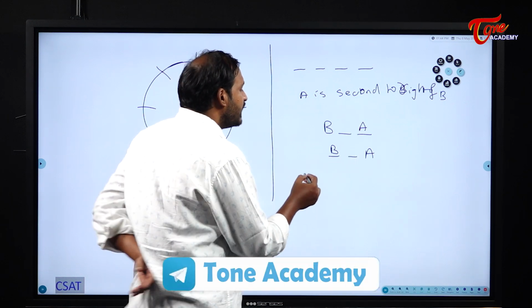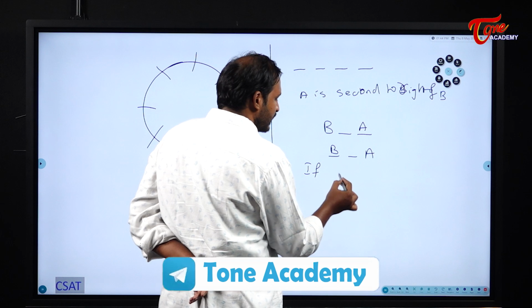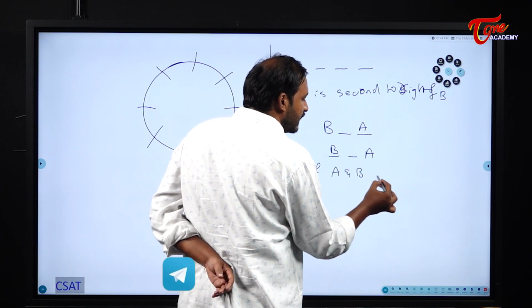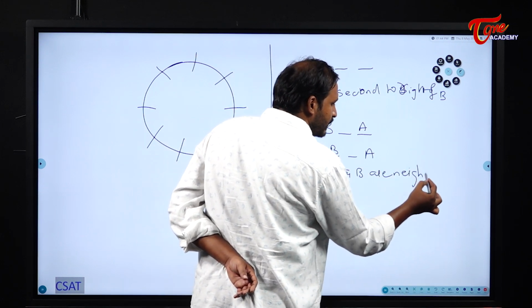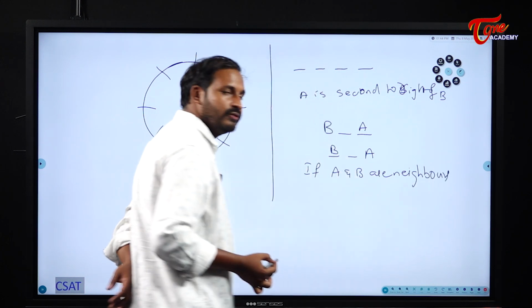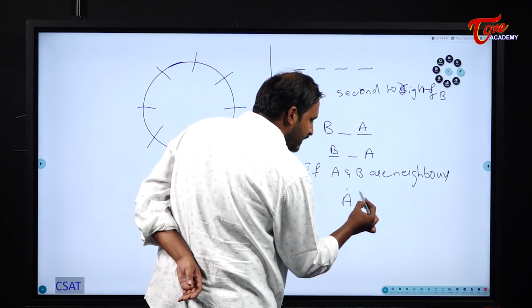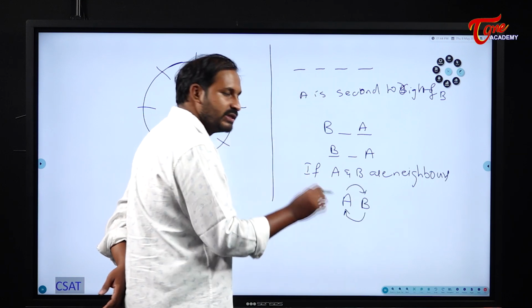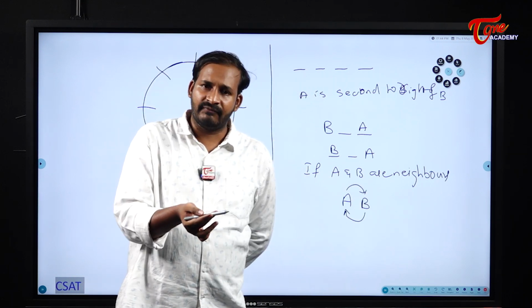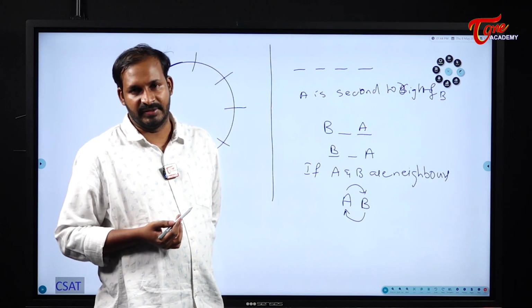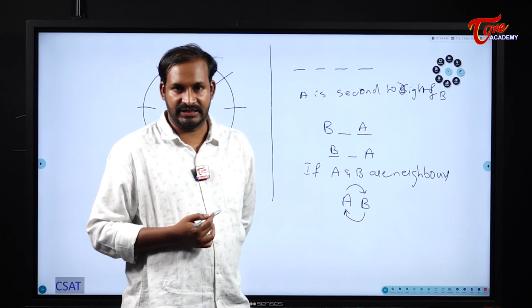Next, if A and B are neighbors, how will you solve this one? You can write AB in this manner and indicate it in this manner. Why? Because A may be to the left of B or A may be to the right of B. These two can be interchanged.